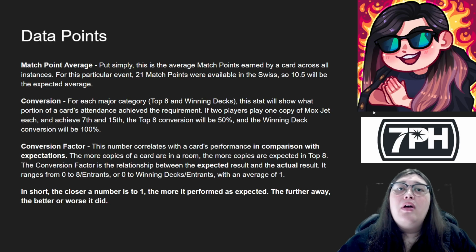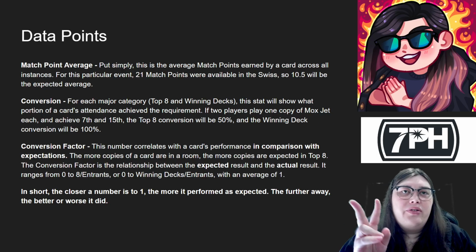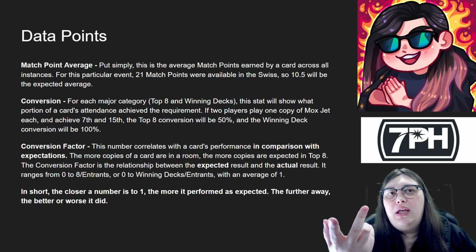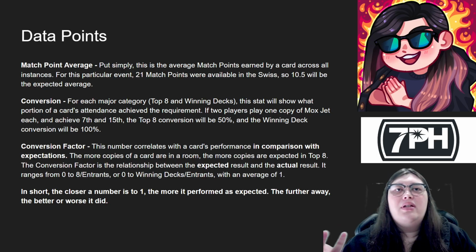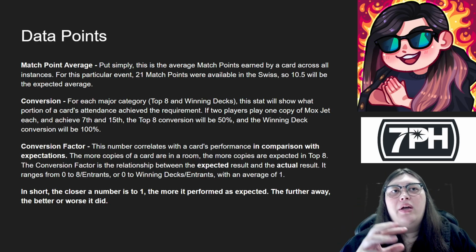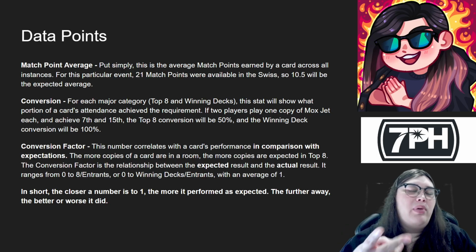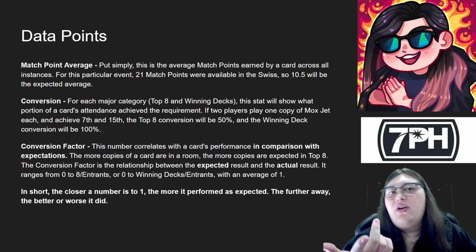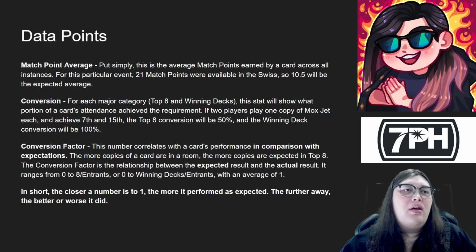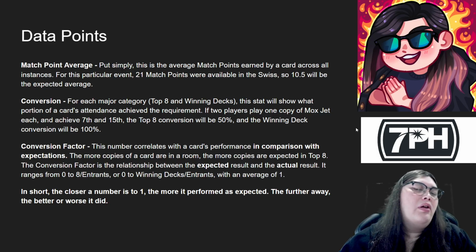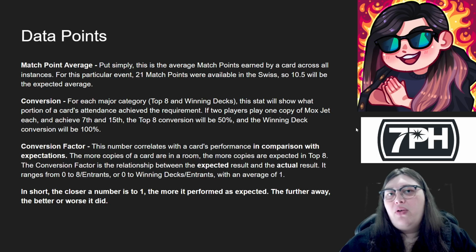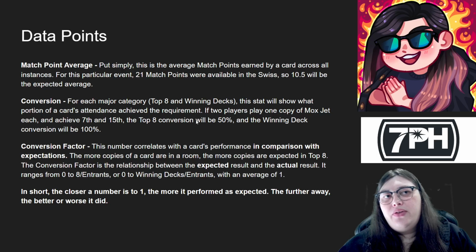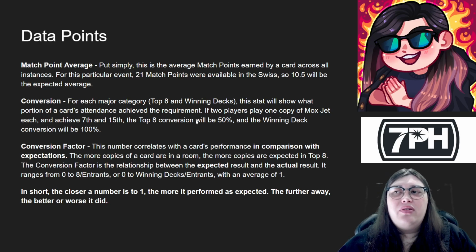For conversion, we have 2 main categories, which are top 8 and winning deck. This is going to show the proportion of that card's attendance that meets that requirement. So if 2 people play a card, one of them hits 7th, one of them hits 15th, the top 8 conversion will be 50%, and the winning deck conversion will be 100%, which will be proportions of the total copies in the room.